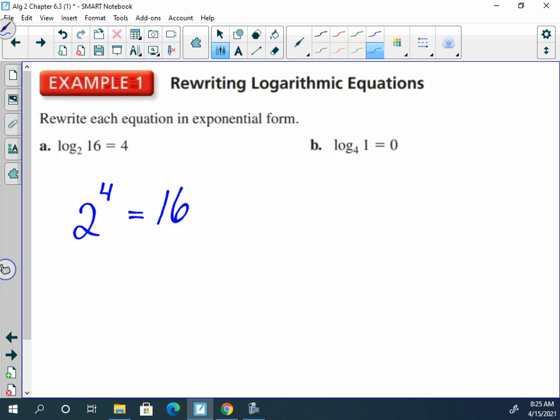Any questions on this here? So let's look at the next one here. Log base 4 of 1 is equal to 0. So how can we write this? 4 to the 0 equals 1. And if we want to double check it, we can type 4 to the 0 into a calculator, and it's 1. Anything to the 0 power is 1.